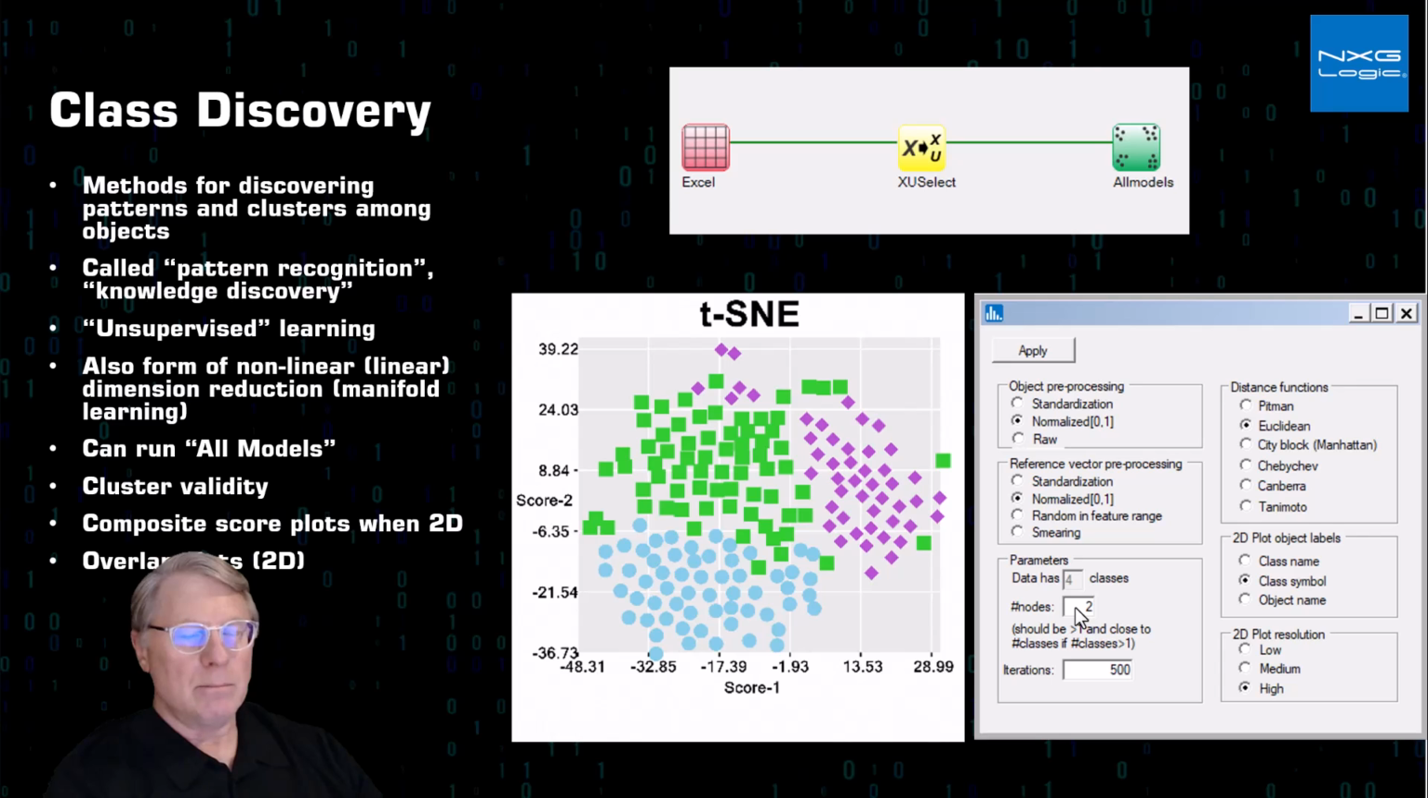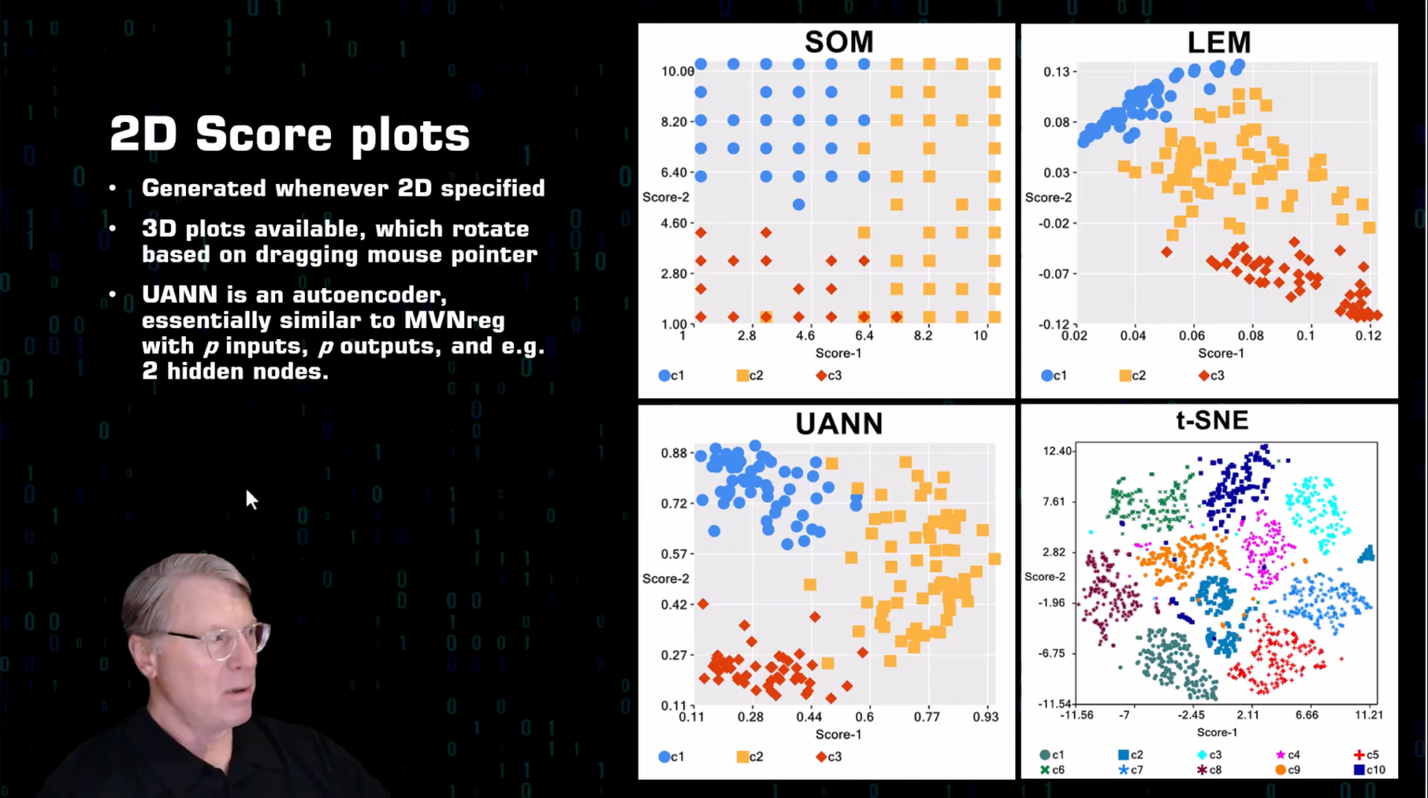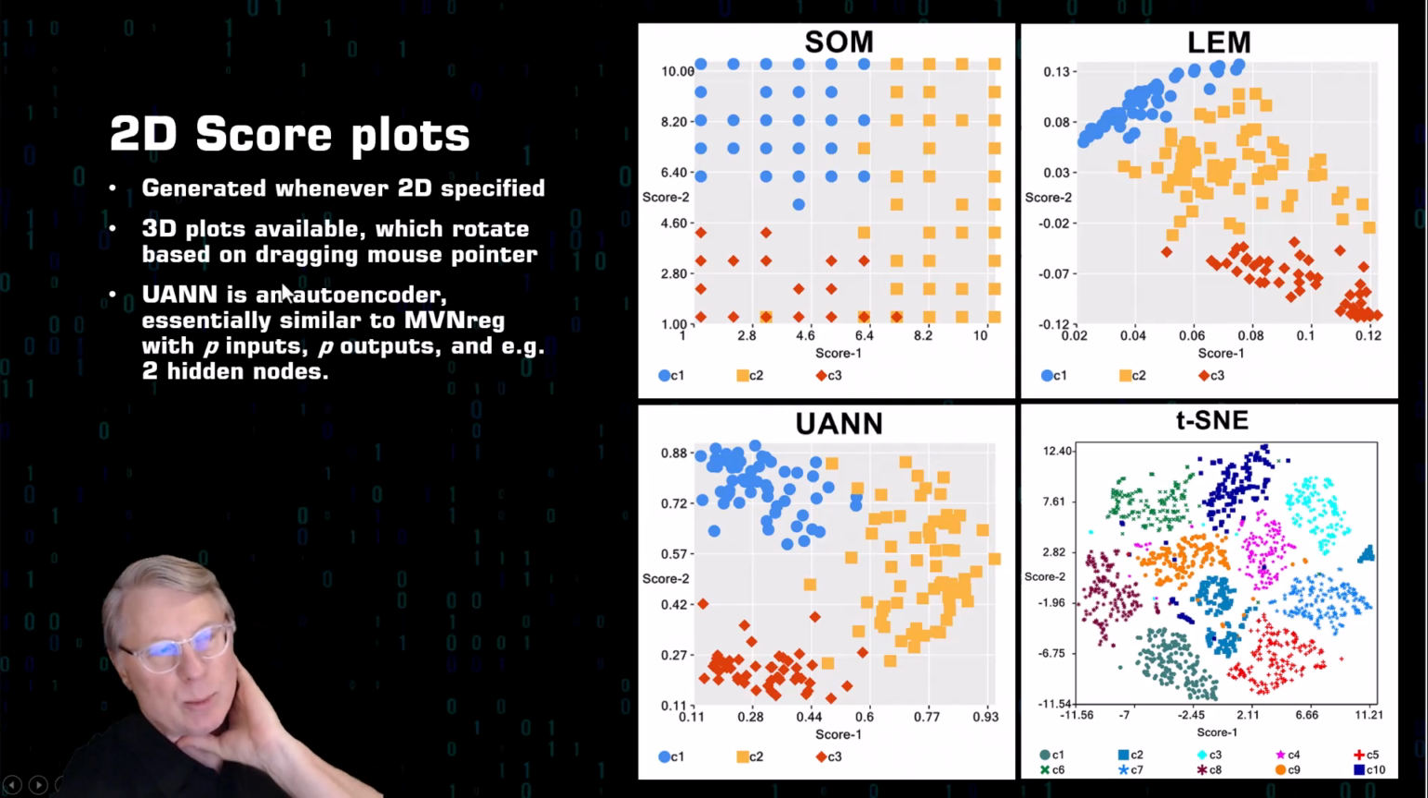And then for methods that use iterations before convergence, or at least to a small value of some type of error, you can set the iterations here. So 500 seems to be a pretty good number. Here's an example output of stochastic neighbor embedding, the T variant of that, for the 3-class wine data set. And if two dimensions are used, you can obtain score plots for all the methods used and also overlap plots for all the methods used. Here are 4 output score plots for a number of runs that were used.